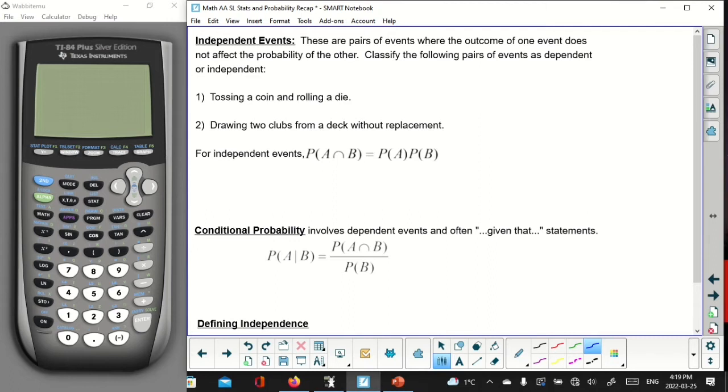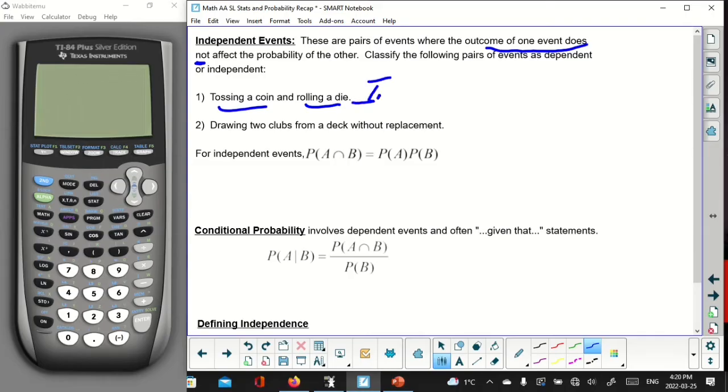Another way of classifying events is as either independent or dependent pairs of events. Independent pairs of events are ones where the outcome of one event does not affect the probability of the other. They're independent of each other. So let's classify these pairs of events. Tossing a coin and rolling a die. Does getting a head on a coin make a difference to what you're going to get when you roll a die? No, it makes no difference.